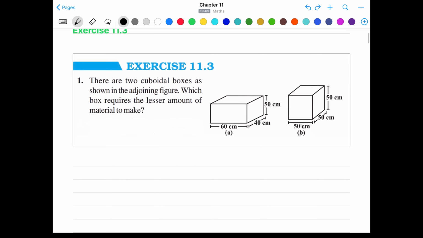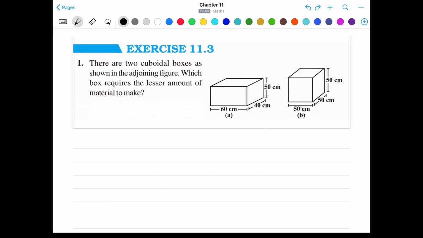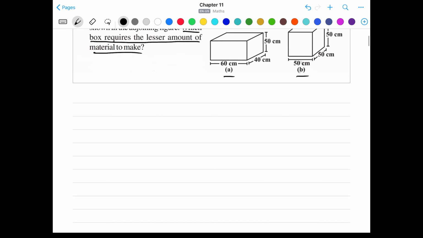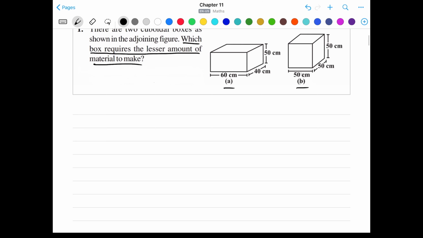Question number 1 of 11.3 is: there are two cuboidal boxes as shown in the adjoining figure. Which box requires the lesser amount of material? So we have two boxes as given in the figure, named box A and box B, and the measurements of both boxes are given in the figure. We have to find which box requires lesser material to make. That means we need to calculate the total surface area of each box, and then check which one is lesser. So let's start the answer with box A.